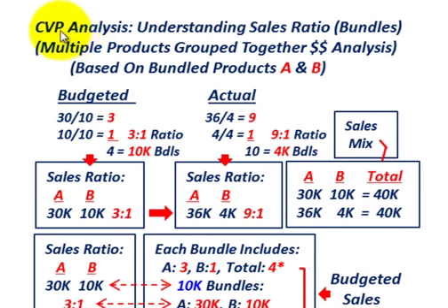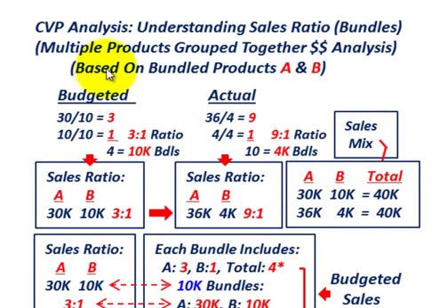What we're going to be going over here is cost volume profit analysis, where we're going to be looking at understanding the sales ratio on bundled products, or group products. By bundled products, we mean where you have multiple products that are grouped together to determine any financial analysis, like determining the income, costing, and so forth.